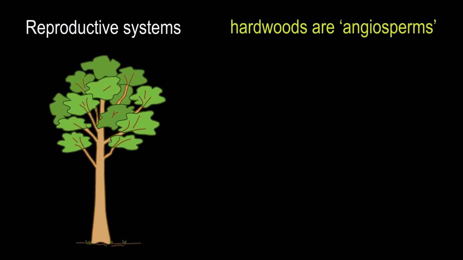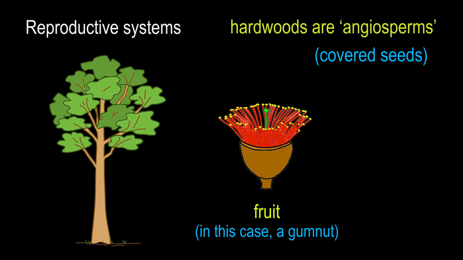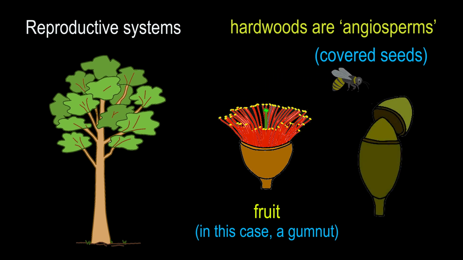Hardwood trees, by contrast, are angiosperms, which literally means they have covered seeds. The covering is generally in the form of a fruit contained inside a gumnut or flower. The petals on the flowers are designed to attract pollinators, such as birds, bees, bats, and butterflies, although some eucalypts have buds that incorporate the petals into the gumnut cap.